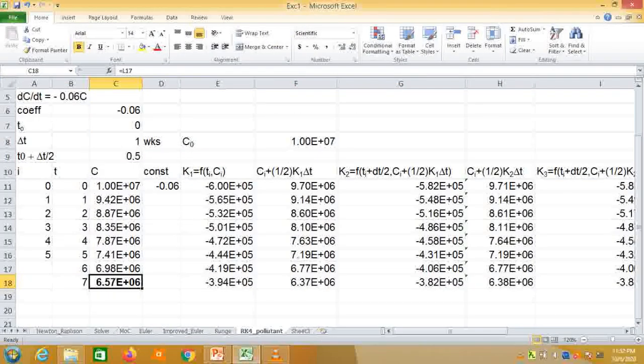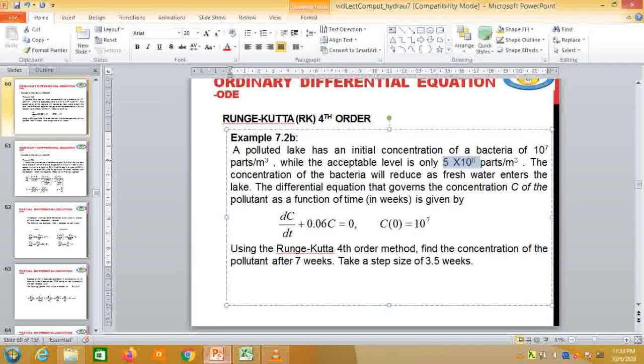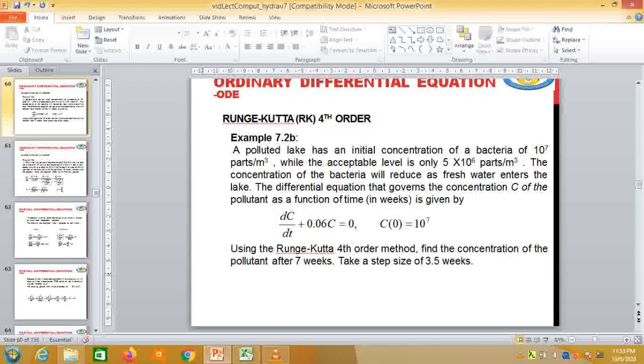Now you are requested to continue this computation: after how many weeks will it be below the acceptable level of pollutant concentration? So you need to continue that computation and find the value or period at which it is below or equal to 5 times 10 to the power of 6 parts per meter cube. So that was another example using Runge-Kutta.